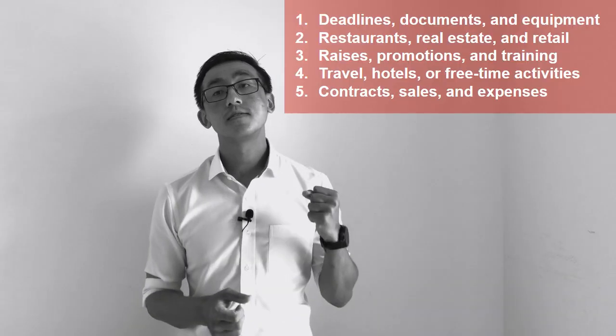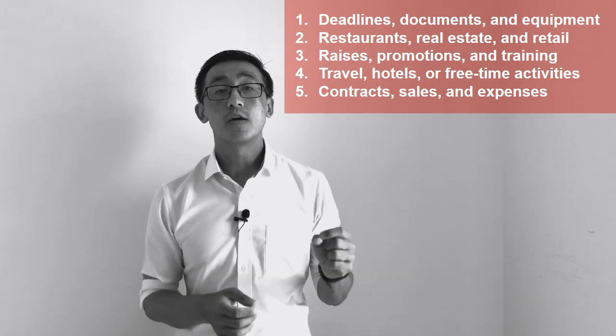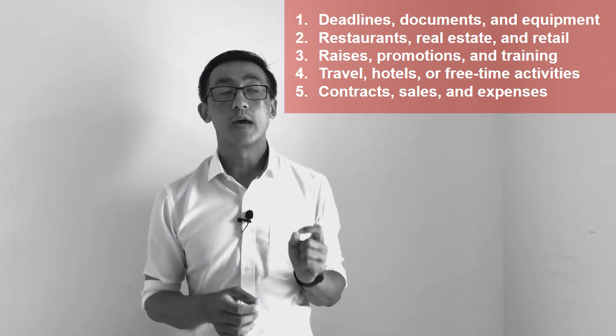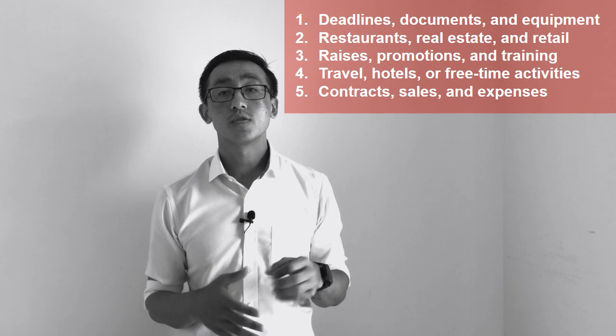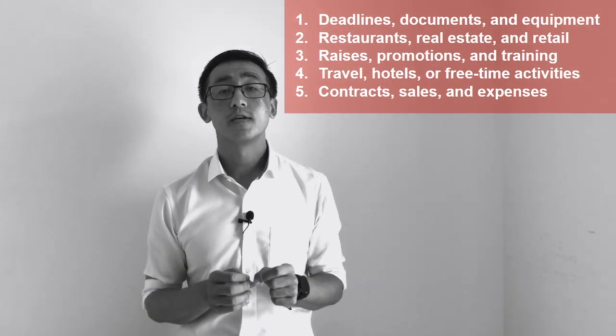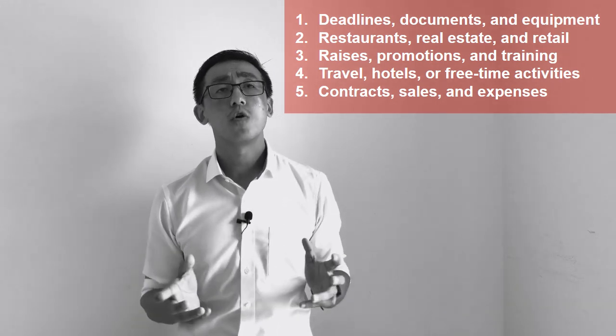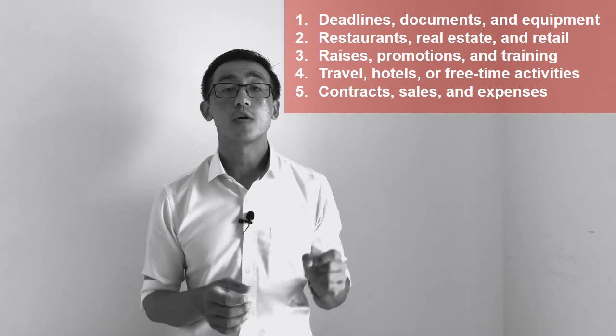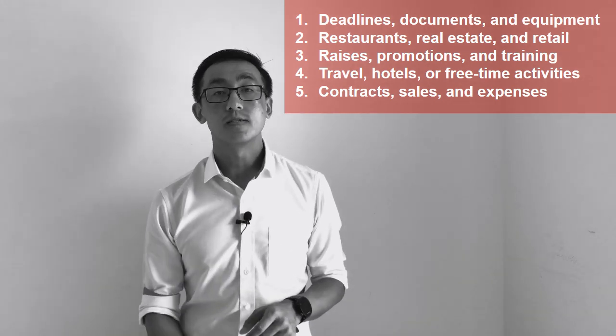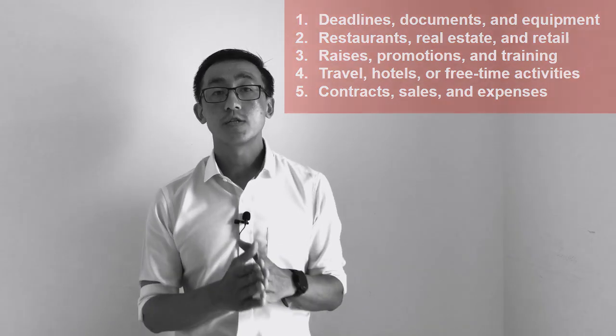For example, the topics for part 3 may include deadlines, documents or equipment, restaurant, real estate and retail, raises, promotions or training, travel, hotels, free time activities, or maybe also contracts, sales, and expenses. Following the conversation will be 3 spoken statements and 4 written statements in the answer stem.